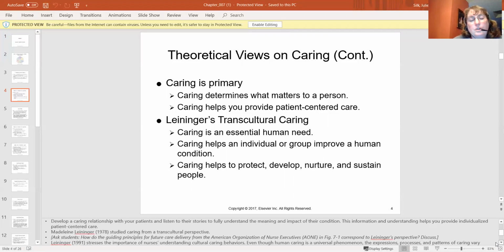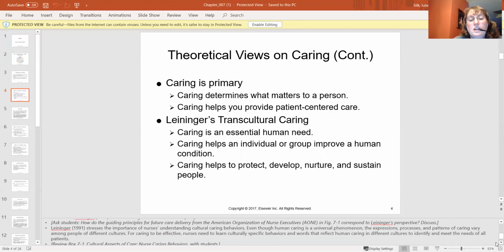There was another person called Madeline Leininger who studied caring from a transcultural perspective. So Leininger stresses the importance of nurses understanding cultural caring behaviors. Even though human caring is a universal phenomenon, the expression, processes, and patterns of caring vary among people of different cultures. For caring to be effective, nurses need to learn culturally specific behaviors and words that reflect human caring in different cultures to identify and meet the needs of their patients.